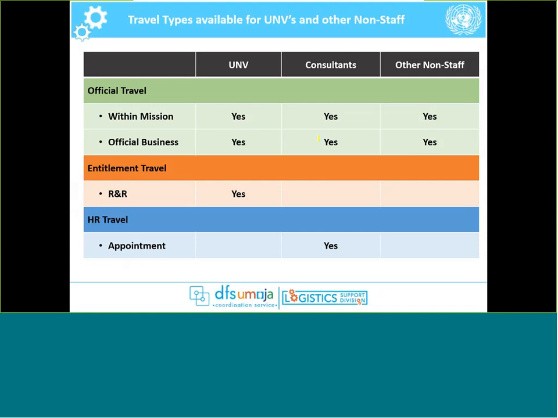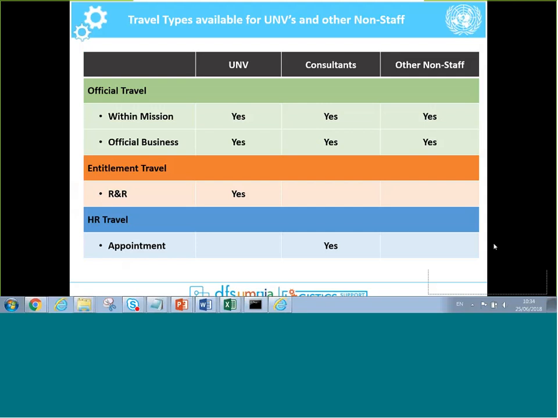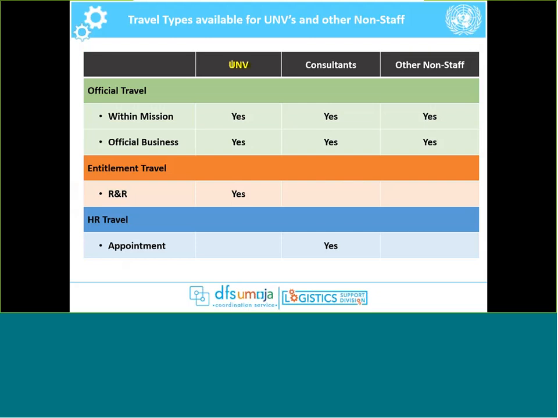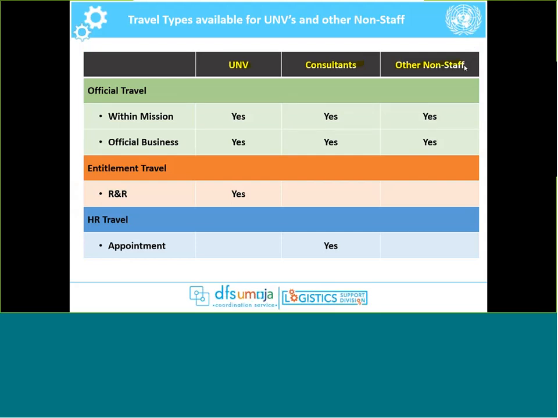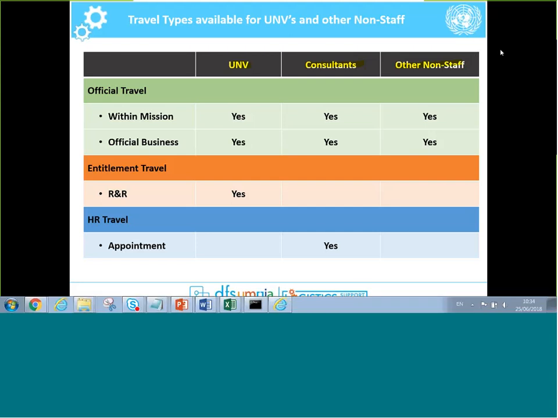Here in this slide, what I want to summarize is the different travel types for the different non-staff. So in columns you have the different type of travelers. In the first column you have the UN volunteers, second column consultants, and in the third column I indicated the other non-staff like contractors, meeting participants, and so on. And in rows, what I'm trying to indicate are the different travel types.